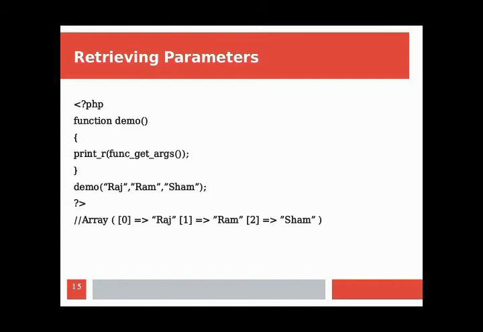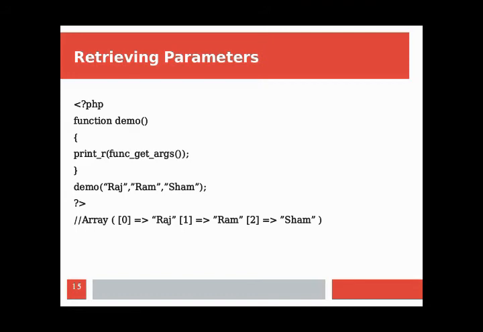Then another concept is retrieving parameters. A function can have any number of parameters passed to it. To declare a function with any number of arguments, you should just leave the parameter block entirely empty, and the syntax of this is the function name and empty parentheses. Later on, while calling the function, you can pass any number of parameters to it.